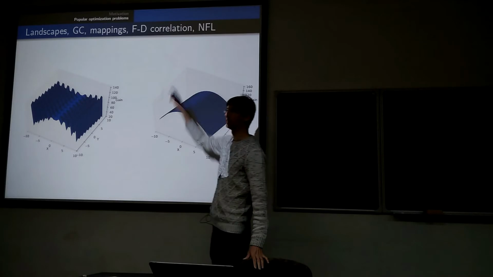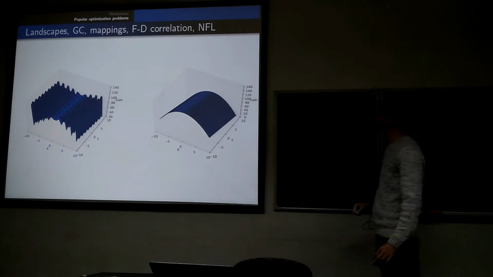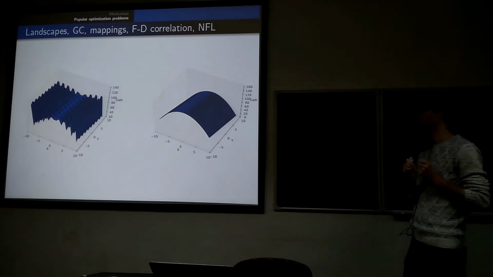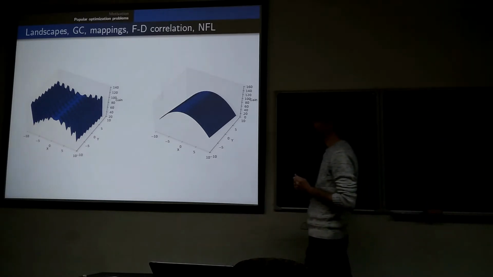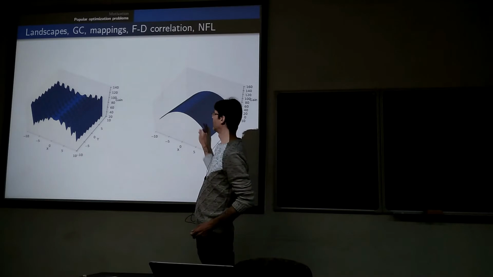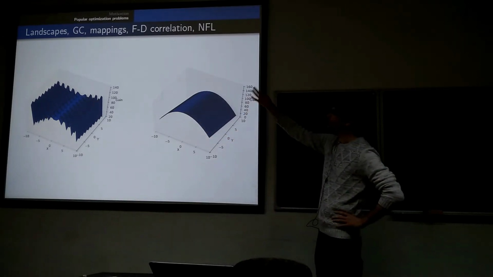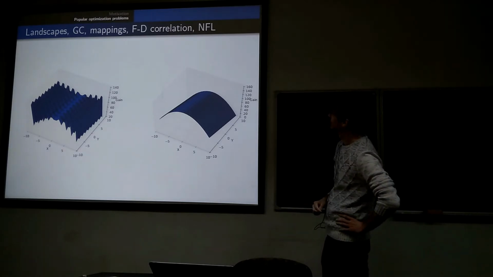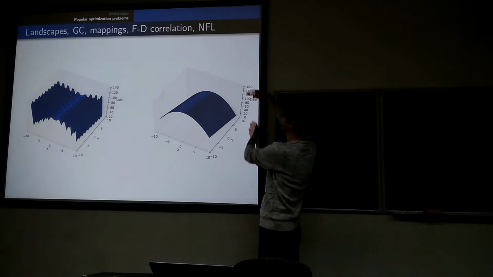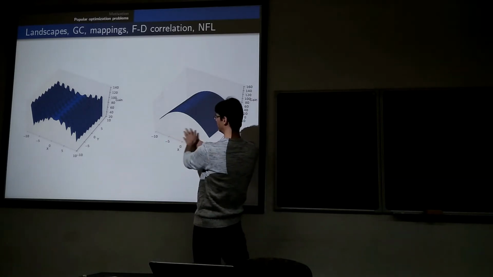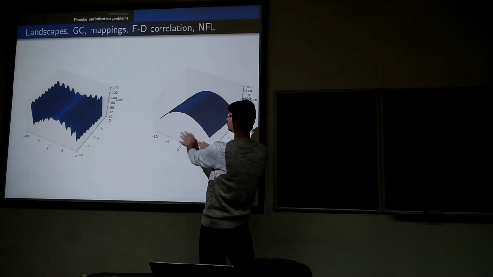FD correlation stands for fitness distance correlation. And this is the formal measure that will tell you exactly how smooth this landscape is. And what is the fitness distance correlation? Fitness is the vertical axis, and the distance is the distance in this space of solutions.